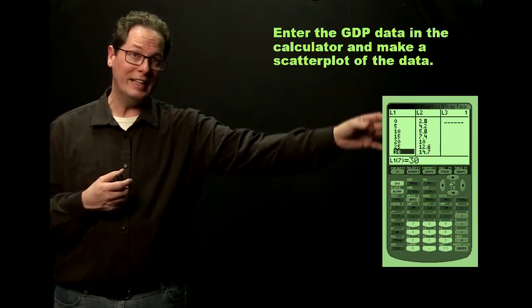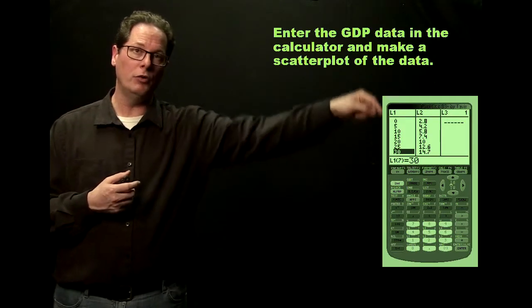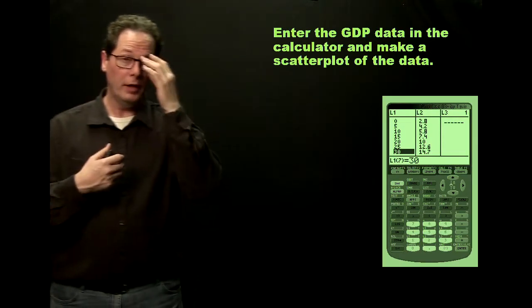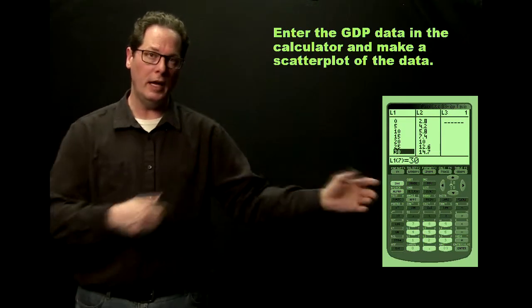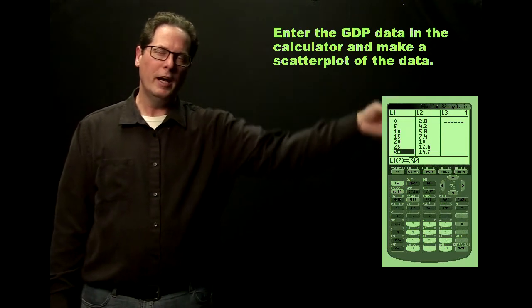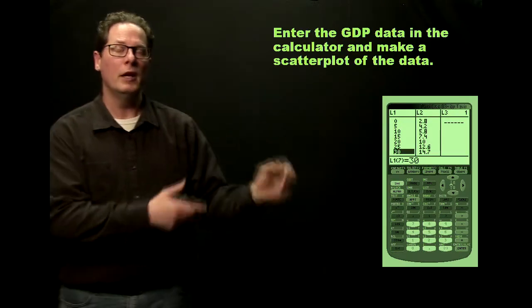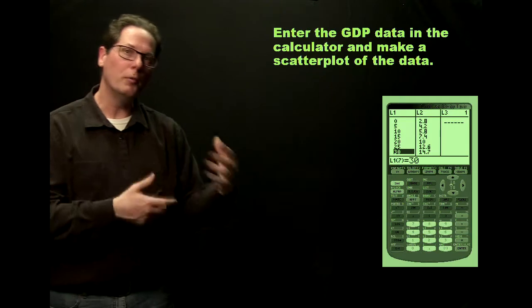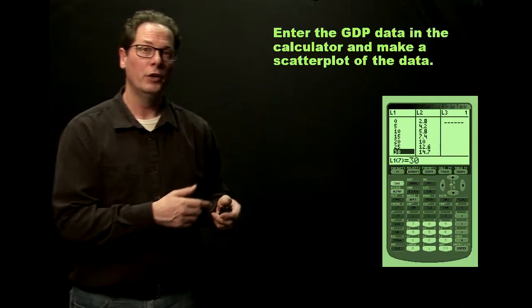So we've got this data, and we're going to put in the data. In L1 we put the X data, the number of years past 1980. So 0, 5, 10, 15, 20, 25, 30. So we're putting in the smaller numbers. We could use the dates, but in this case, it's a little better if we use a smaller number. It's a little less sensitive to changes.